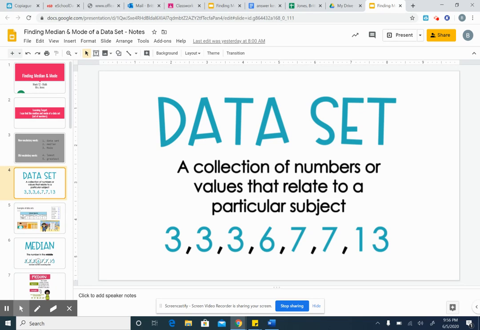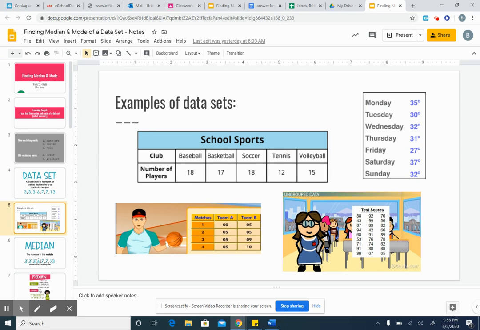It could be a group of numbers about the temperature outside. It could be a group of numbers about baseball scores or basketball scores or test scores. It's really just any set of numbers, okay? So here are some examples. Sports scores and basketball scores and test scores and temperature.